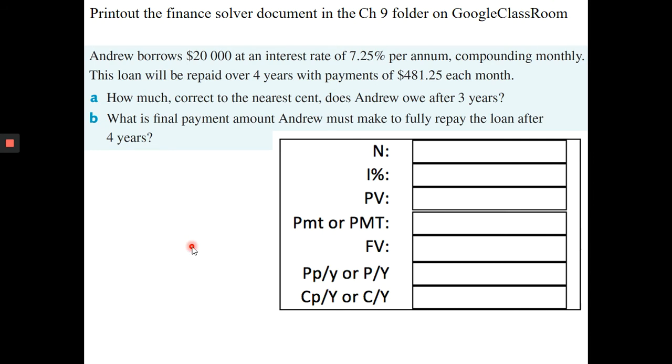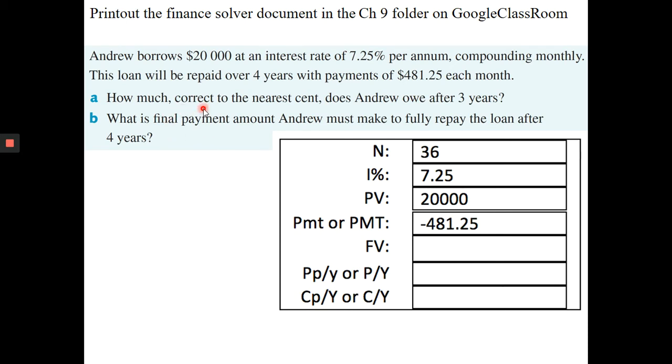N, what's the value of N? Andrew, the loan will be paid over 4 years. So careful here because you might have put a 48 there. How much, correct to the nearest cent, does Andrew owe after 3 years? So this is 3 years, so 3 12s, 36. Interest rate, 7.25. PV, value of the loan, 20,000. How much are we paying? 481.25. And don't forget that has to be a negative.